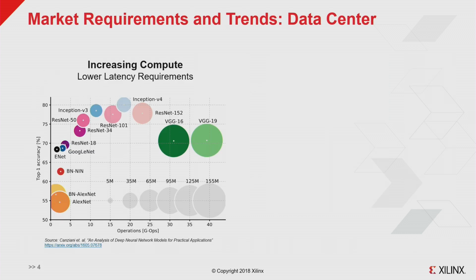Now, let me just show you a couple of drivers of why we developed this architecture. One is for data center machine learning inference. You can see there is a massive increase in compute due to all these machine learning inference requirements, and you can also see there are upcoming requirements for lower latency.